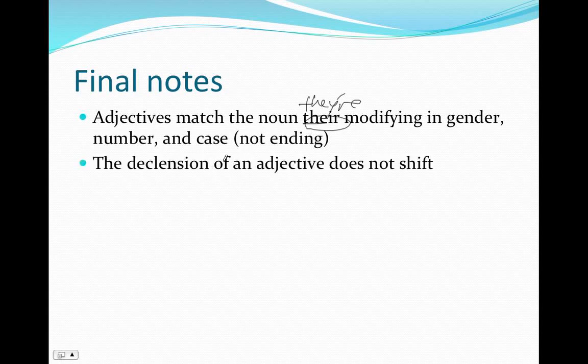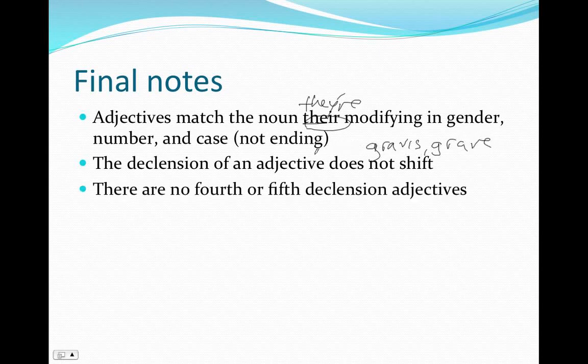The declension of an adjective does not change. So if an adjective like gravis, grave is modifying some other noun of another declension, it won't change. The good news, there are no fourth or fifth declension adjectives, so adjectives are either first and second declension of some sort, or third declension adjectives.